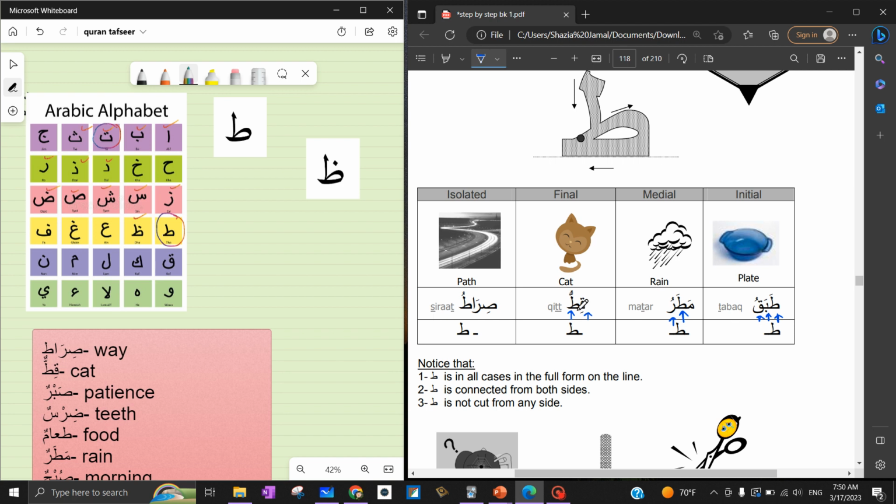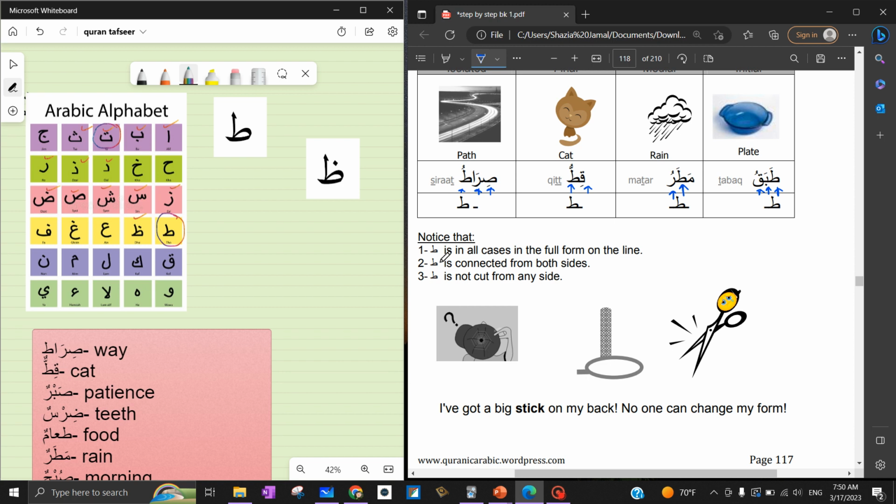I will lift up my tongue. Qittu. Now, siratun, siratun. Here, all three letters are heavy. And if I want to stop on ta, how will I read? Sirat. And if I want to continue, siratun. So this is how we read in Arabic.